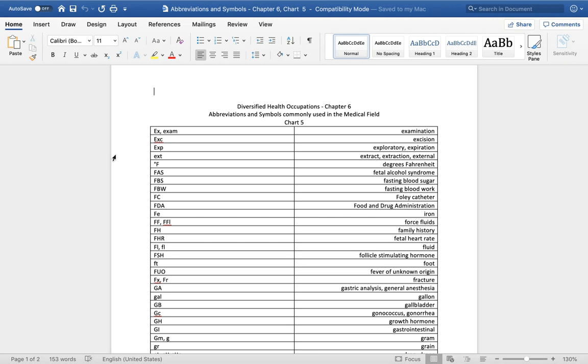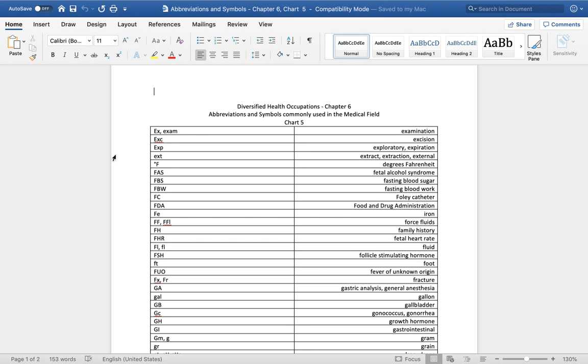Expiration, this could be like an expiration date, kind of like how we have with milk. You know, you buy it and you got to use it by a certain date. Or expiration could mean if a person were to expire, that's another way of saying that they have died. All right.